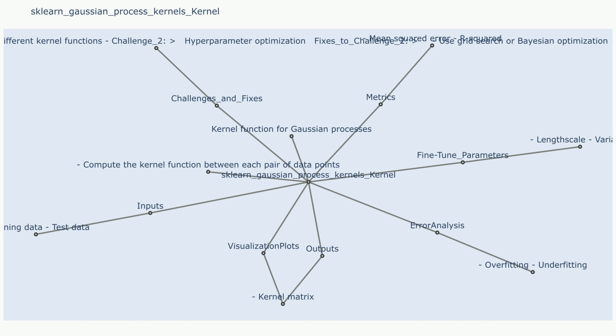Fixes to challenge 2. Approximations. Employ approximate methods like Nystrom approximation or sparse Gaussian processes to reduce the computational complexity. Kernel approximation. Use faster to compute kernels like the linear kernel or polynomial kernels. When possible, hardware acceleration. Utilize GPUs or specialized hardware for accelerating matrix computations.